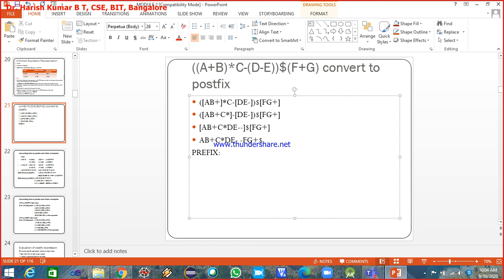You just convert this into prefix. We'll stop here and we'll continue from tomorrow again. And the syllabus for the first test will be announced today evening. I'll put the syllabus for the first internals in the WhatsApp group.